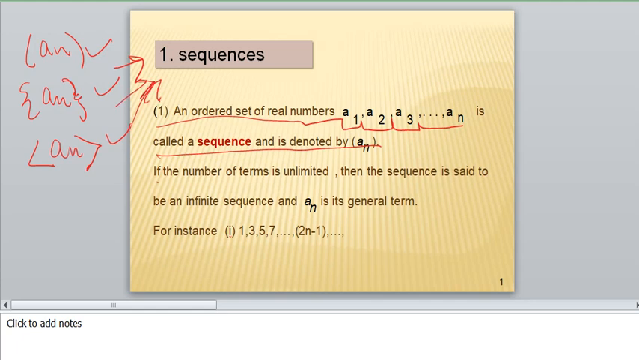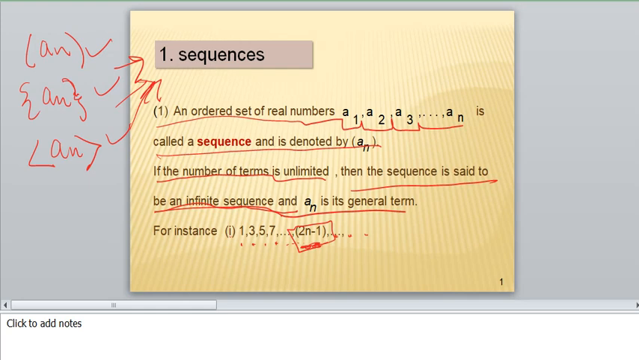If the number of terms is unlimited, then the sequence is said to be an infinite sequence. That means if the number of terms is limited, then the sequence is a finite sequence. So in an infinite sequence, the number of terms will continue. You can see over here 1, 3, 5, 7 and so on, continuing to the right until the nth term, and then from here it's again continuing.